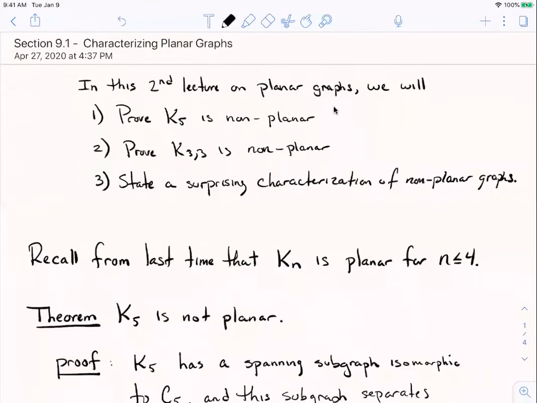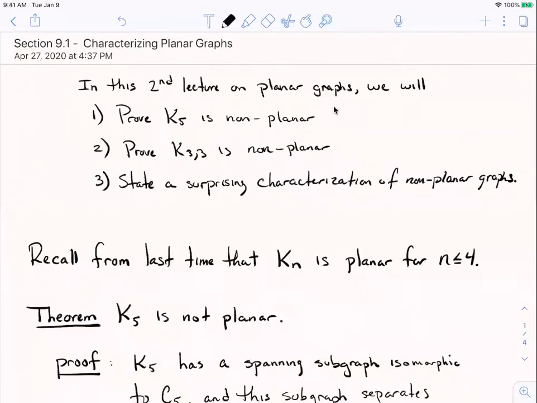What I want to do is give a proof that K5 isn't planar. I want to give you a proof that K33 isn't planar. And then look at this surprising characterization due to Kuratowski of non-planar graphs. If you don't like these proofs, they're a little hand wavy because, you know, some of the geometry of the plane here, we just don't have rigorous tools. So I'm going to be using this Jordan curve theorem again without license.